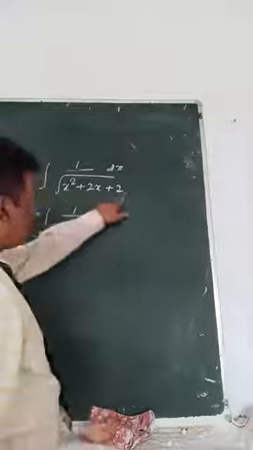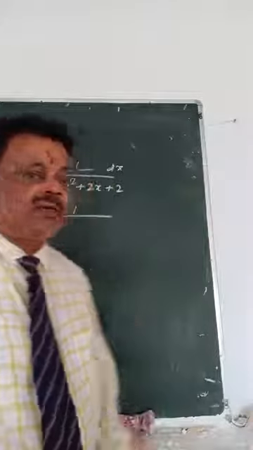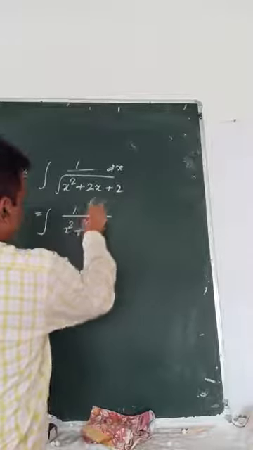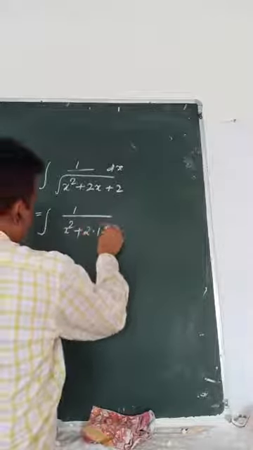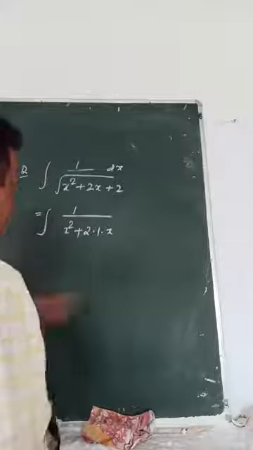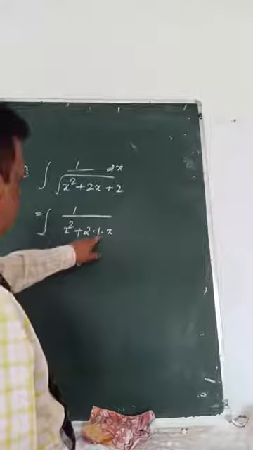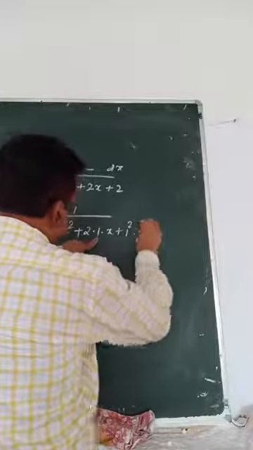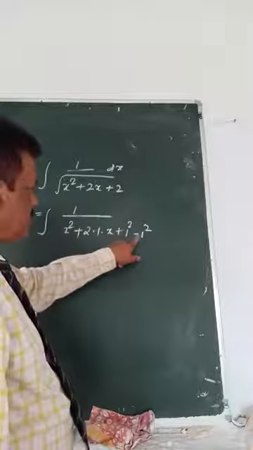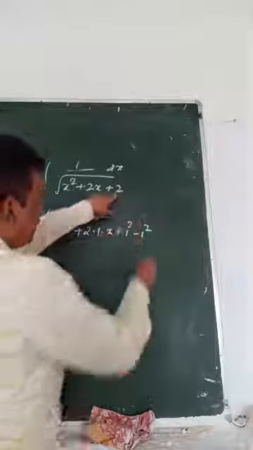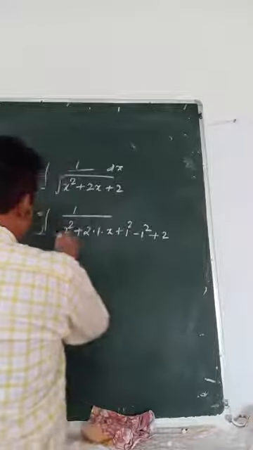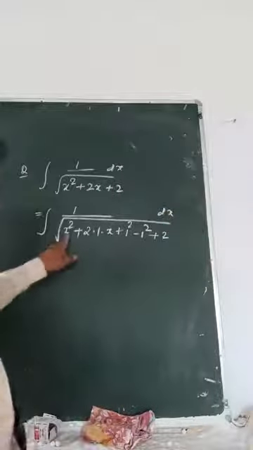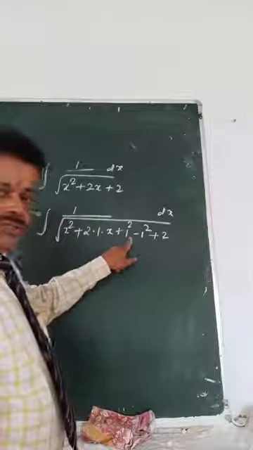I think you have studied completing the square in class 10. That is, x square, you write as 2ab: 2 into 1 into x. So b is what? 1. Make it plus 1 square minus 1 square, because you would make plus b square minus b square. After that, these two you have to write here. dx. So it became a square plus 2ab plus b square.